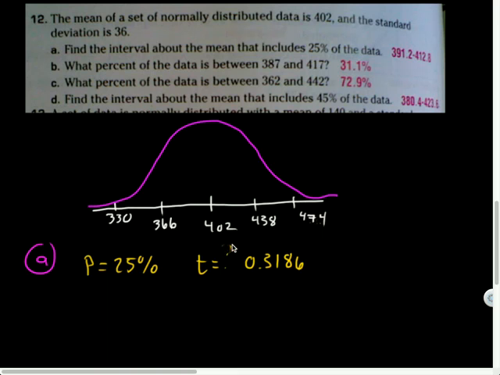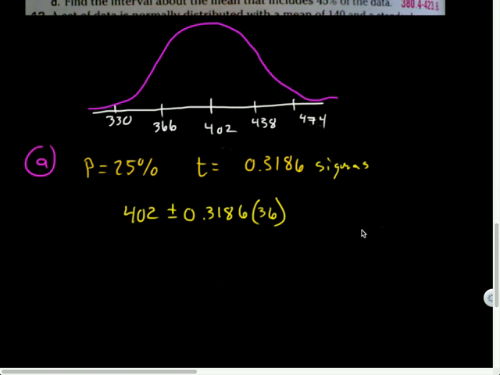What is t measured in? Does that mean I'm going to add and subtract 0.3186 to 402? No. It's measured in standard deviations, so in sigmas. So what I'm going to do is take 402 and add and subtract that many sigmas. That's not a lot of sigmas, but it doesn't have to be. And what is a sigma? 36. So that's 402 plus or minus 36 times 0.3186.